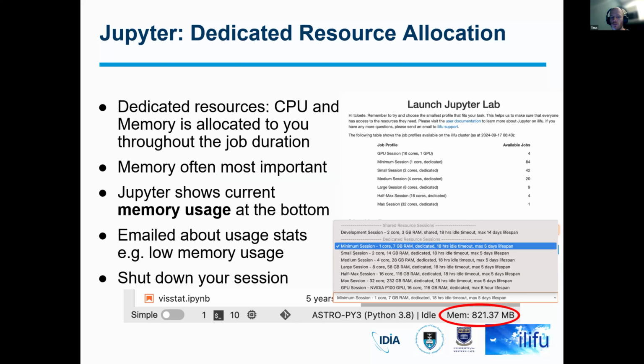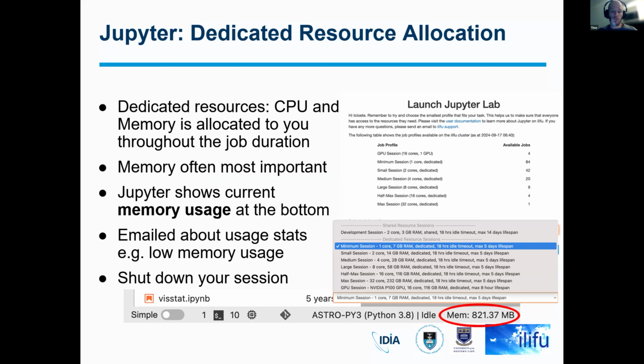Do note that we also email people and notify them if the Jupyter sessions they created used a lot less resources than they requested. So for instance, if you requested a full node and you were only using say half of it, then we will generally alert users of this, because otherwise the resources are being used that could have been used by somebody else.